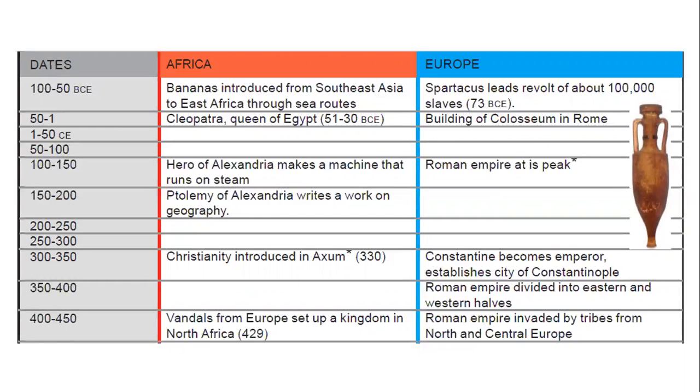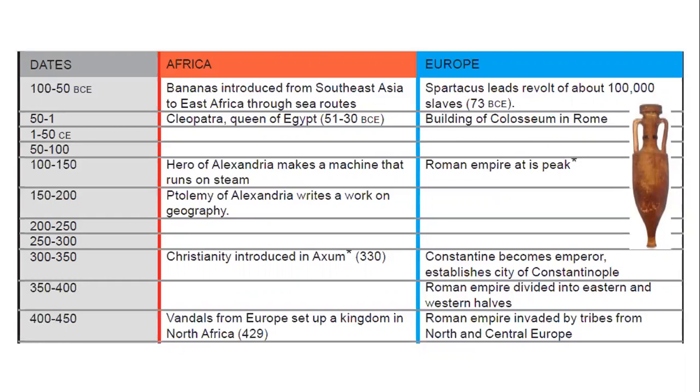150 to 200, we have Ptolemy of Alexandria, who writes a work on geography. 300 to 350, Christianity was introduced in Axum. Axum, you will see the picture of Axum somewhere in here. And then 400 to 450, Vandals from Europe set up a kingdom in North Africa. In the brackets, you can even see the exact dates if there are any.